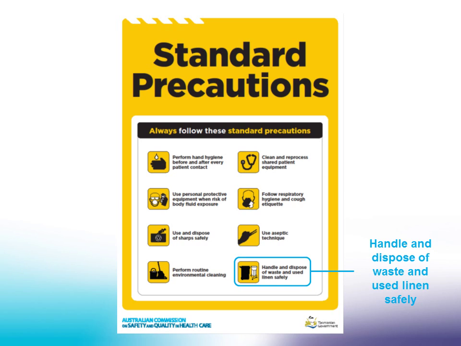Standard precautions refer to work practices that are applied to everyone, regardless of their perceived or confirmed infectious status. They are the minimum level of infection prevention and control. Two elements of standard precautions are waste management and linen management.